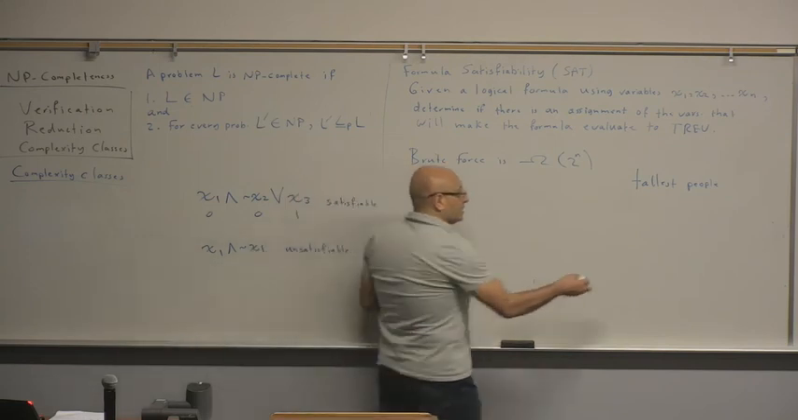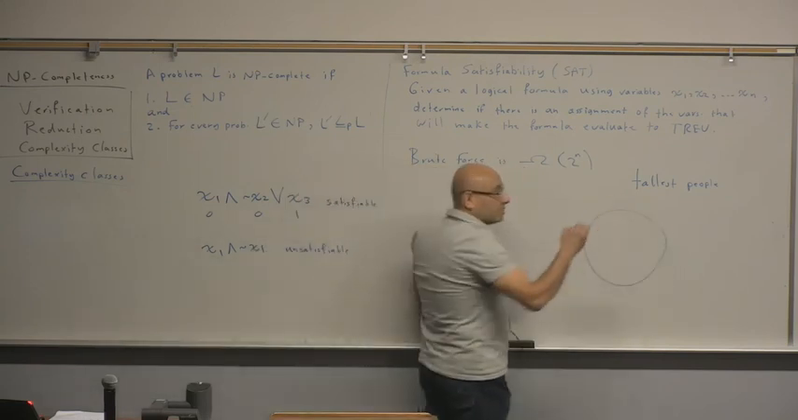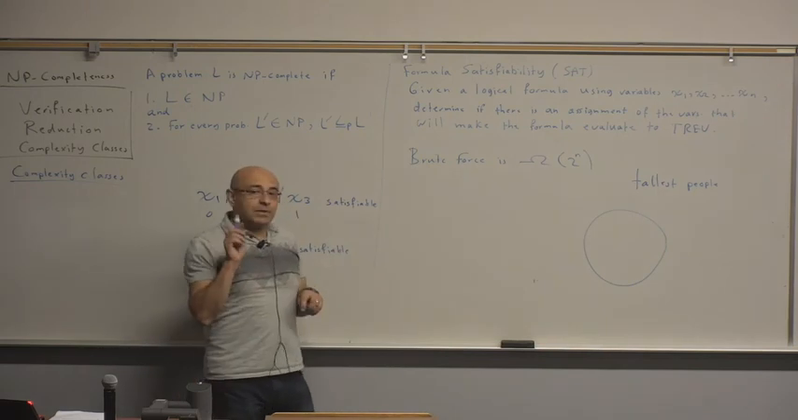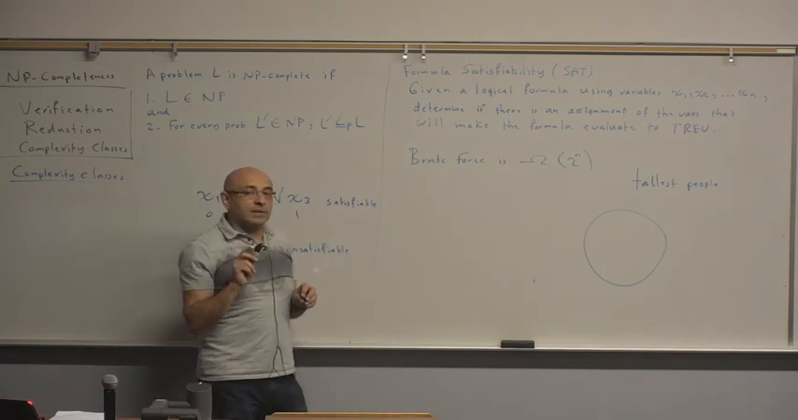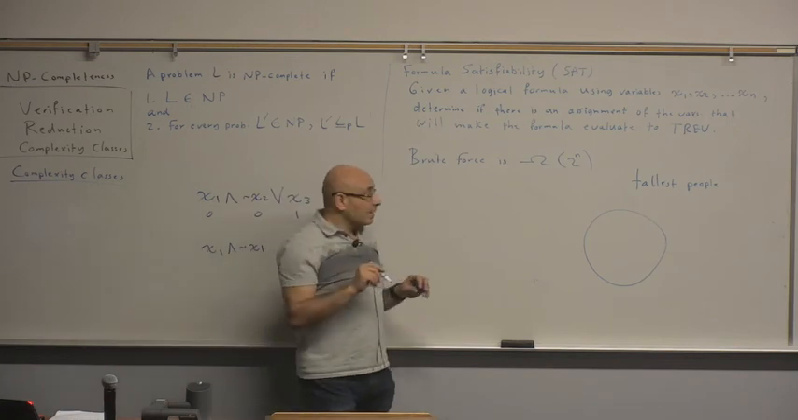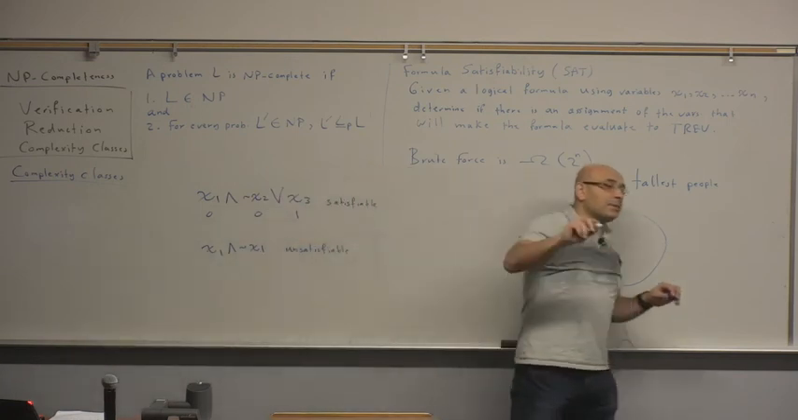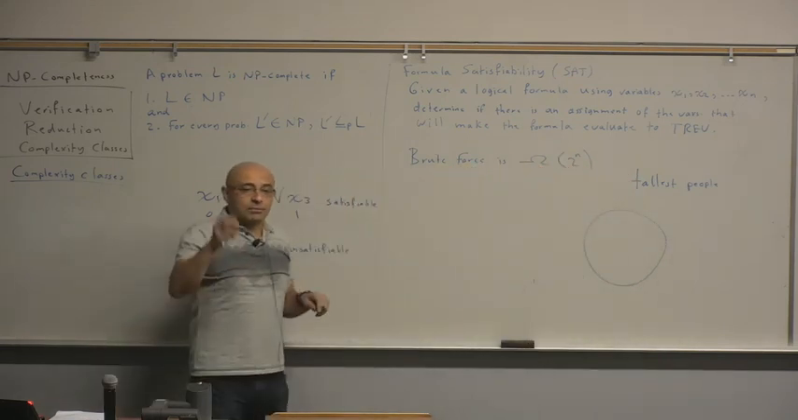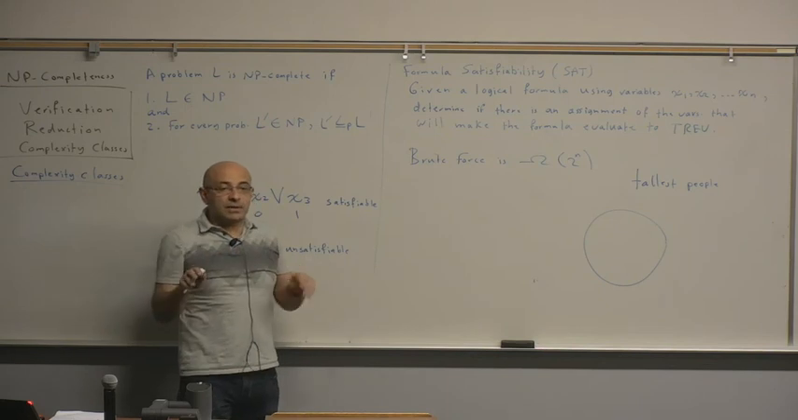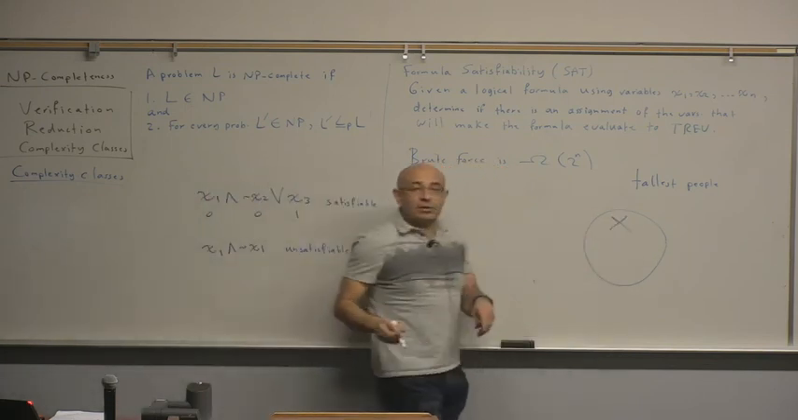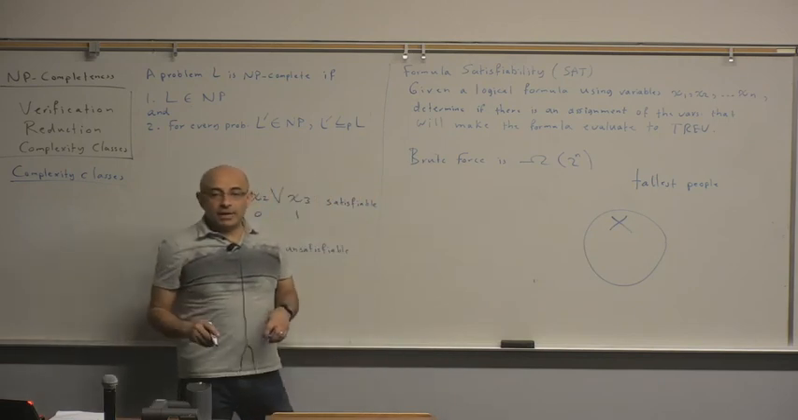Now, this is the club of the tallest people. To find one person who belongs to this club, someone that doesn't have anyone who's taller than him, you'll have to compare that person with all 30,000 people on campus. You have to compare that person, and if no one is taller than him, then you put him in this group, and now X is taller than anyone else on campus.